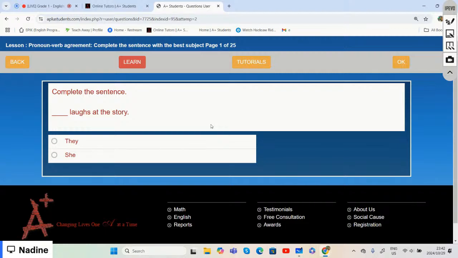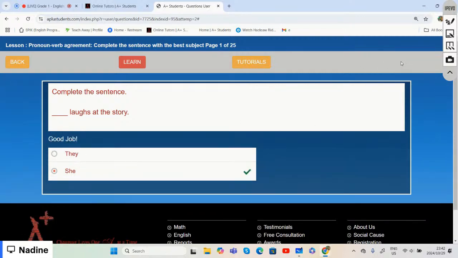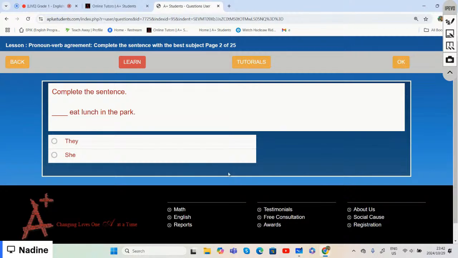So they laughs at the story or she laughs at the story. And if we were to choose the correct answer, we will say she, because laughs ends with an s. All right, done.